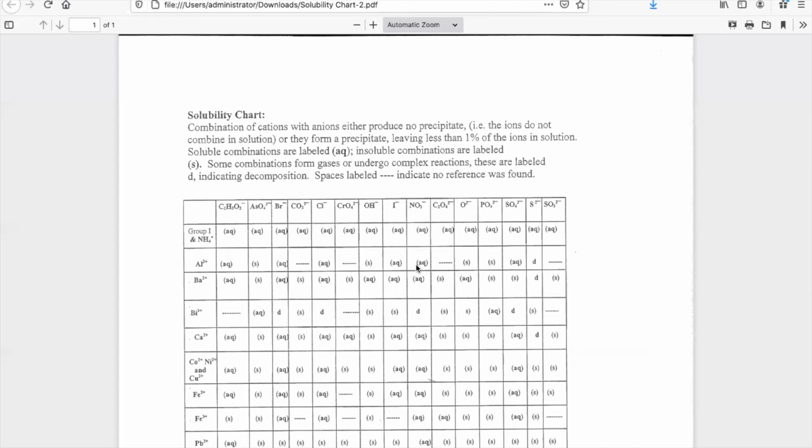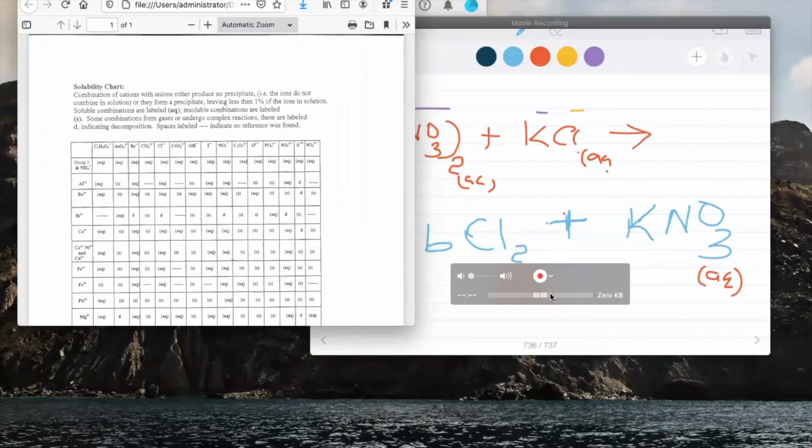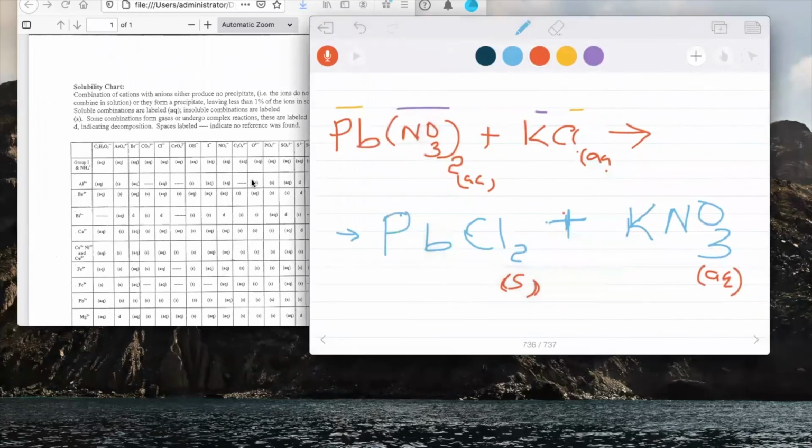So for all group 1, if you don't see the element, you can use the group number because they belong to the same family. So here is group 1, which means potassium is in this group, and when it's combined with nitrate, I have it as aqueous. That is how you conclude whether it is solid or liquid. We need to indicate the physical states of your products.